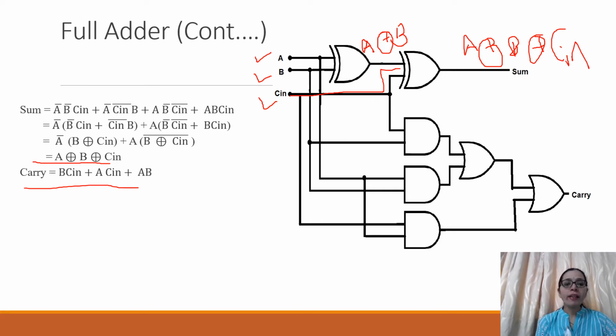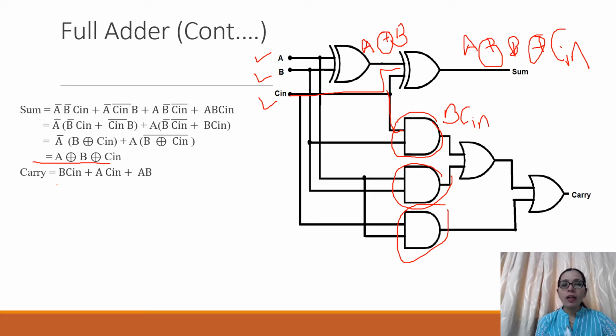Now to implement carry, we need 3 AND gates for each of these product terms, that is one for B C in, one for A C in and one for A B. Therefore 3 AND gates are shown for the respective terms. Let us see which are the 3 AND gates. This is the first AND gate, with inputs C in and B. So this output is B C in.